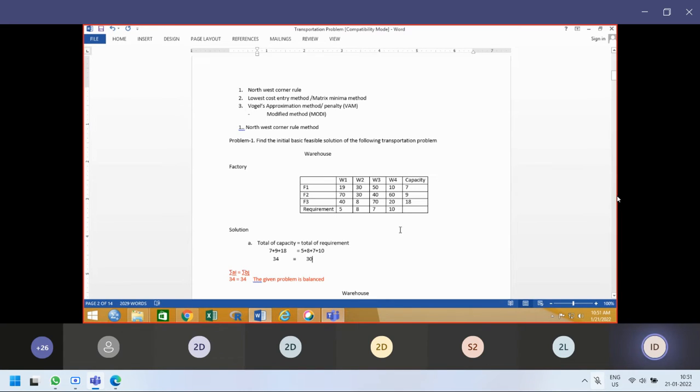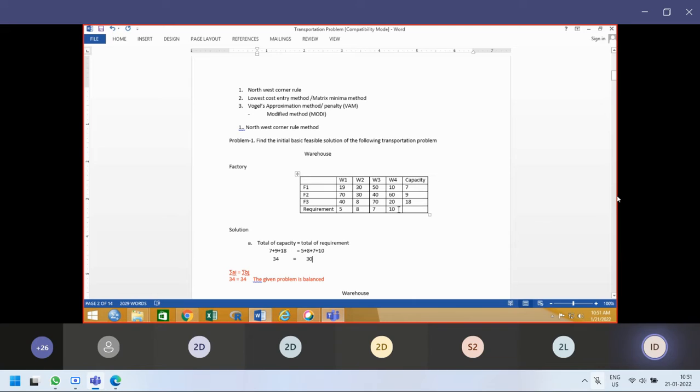How much shortage is there? 4 shortage, right? The requirement is short. How much is it short? 4 it is short. So it should be added in the requirement.